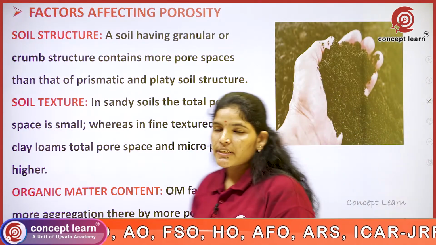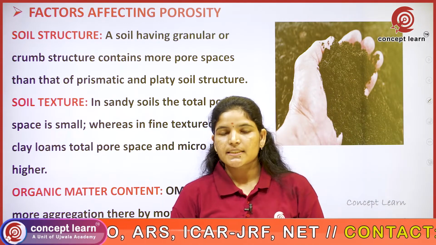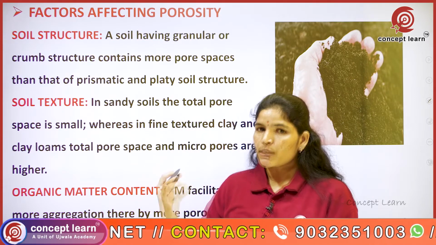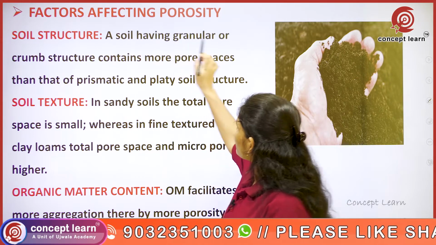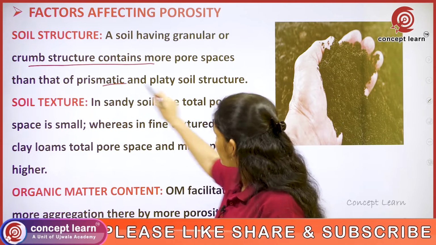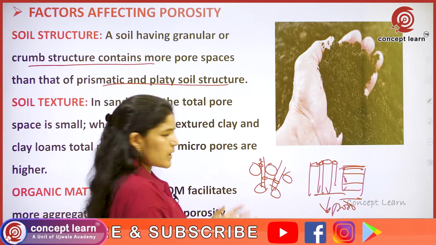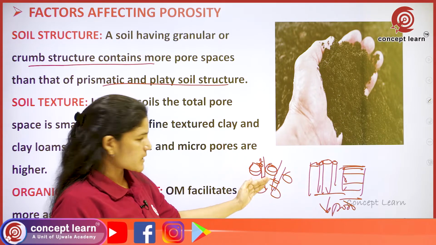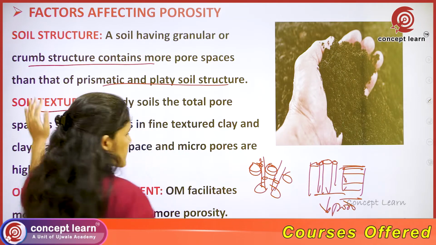Coming to the factors affecting the porosity. First factor is soil structure. As we have already discussed, soil structures like spheroidal, granular and clumpy have more porosity when compared to platy or blocky structure. A soil having granular or clumpy structure contains more pore space than that of prismatic or platy structure. The arrangement is very loose, we will say granular. That's why the porosity is more in granular or clumpy structure when compared to prismatic or platy structure.